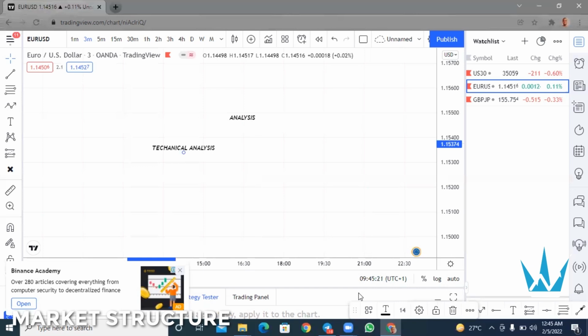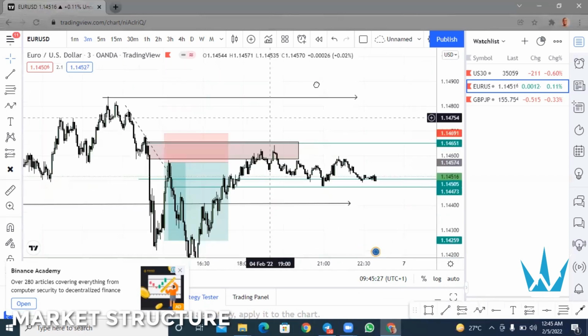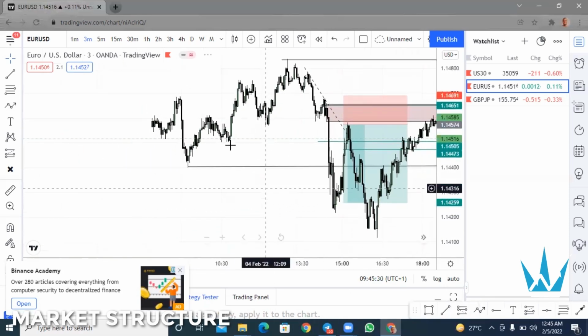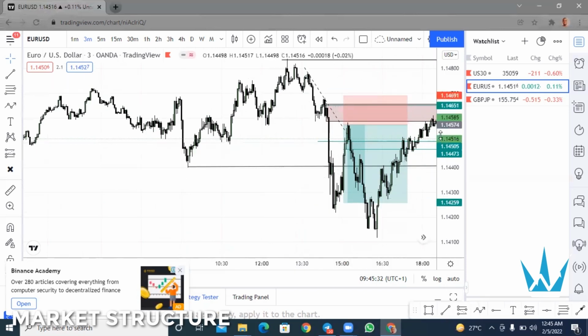Technical analysis is the act of using what has happened before. All these things have happened before on the charts, how they behave, how they act. Example, something like this. This has happened before, that has happened before.